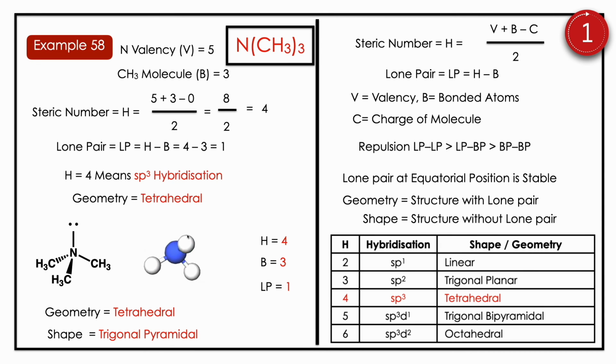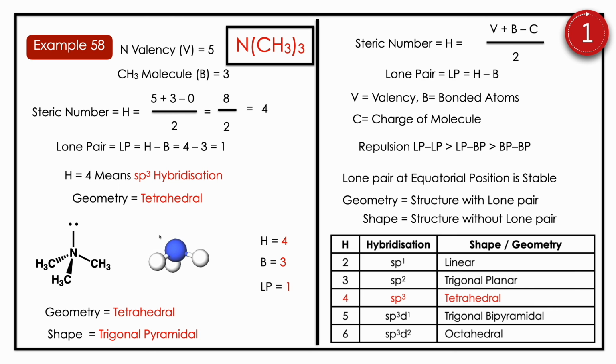Then example 58, N(CH3)3. Here you should not confuse. CH3 will be considered as one bonded atom. So nitrogen is the central metal atom. Nitrogen valency is 5. CH3 itself is a bonded atom, which is 3. So it will be like the ammonia situation. Steric number H equals (5 plus 3) by 2, which gives 8 by 2 equals 4. So lone pair will be H minus B, which is 4 minus 3 equals 1. So H4 means sp3 hybridization.